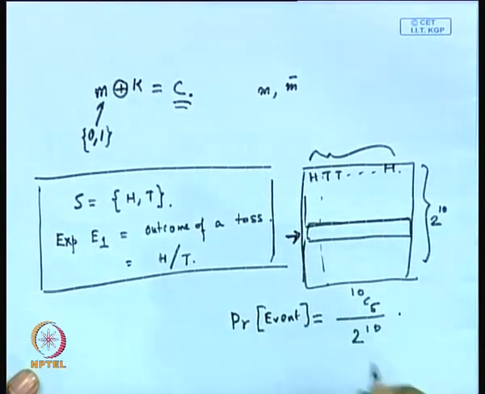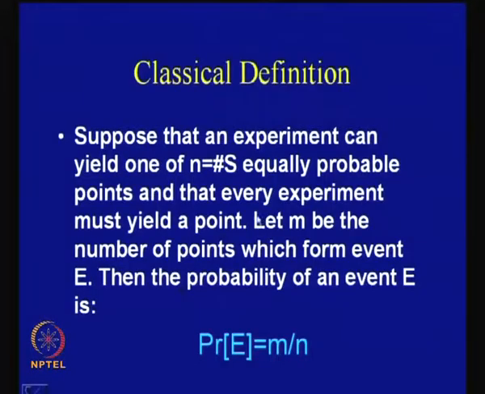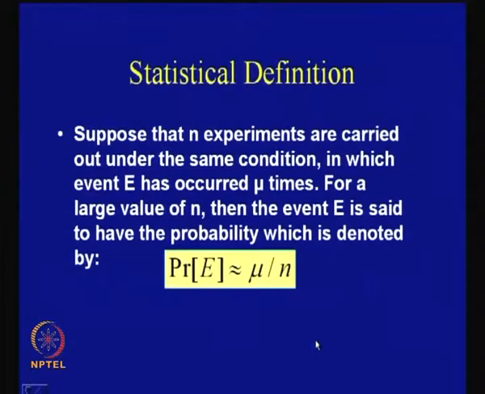So this way of computing the probability is something that we have quite seen. So therefore, if I define it, this is the classical definition of probability. That is, if there is an experiment which yields 1 out of n possible equally probable points, and every experiment must yield a point, of course, and let m be the number of points which form the event E, then the probability of an event E is defined as the ratio of m and n. So there is a statistical definition also.